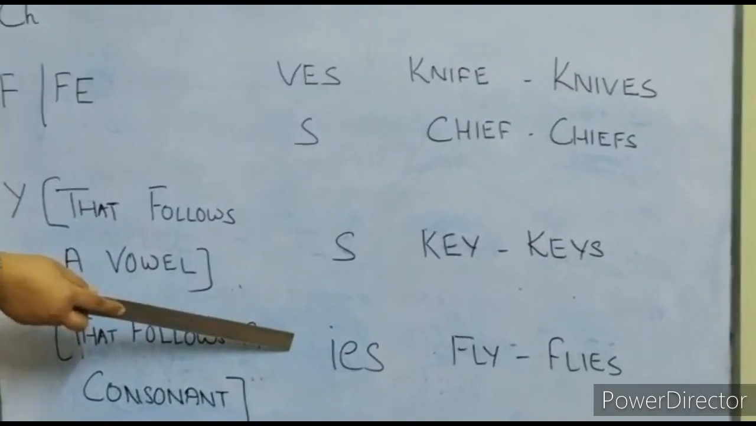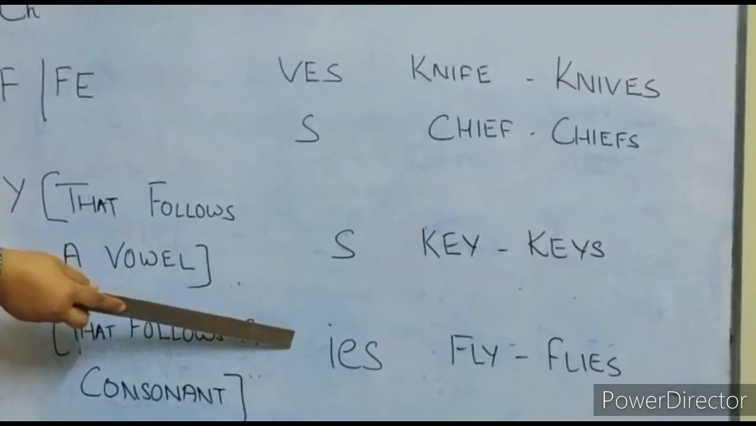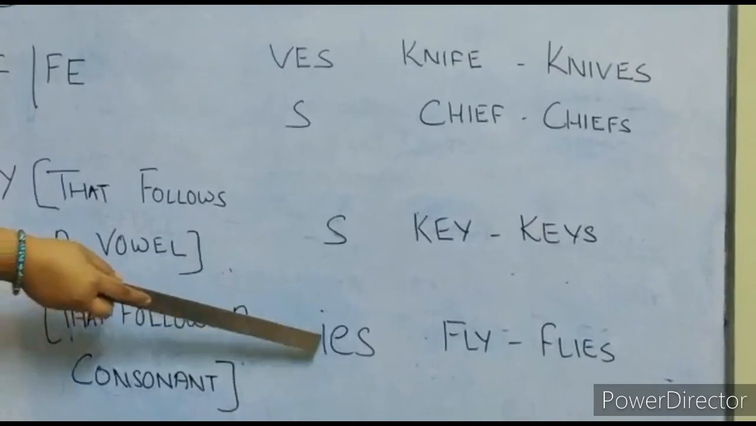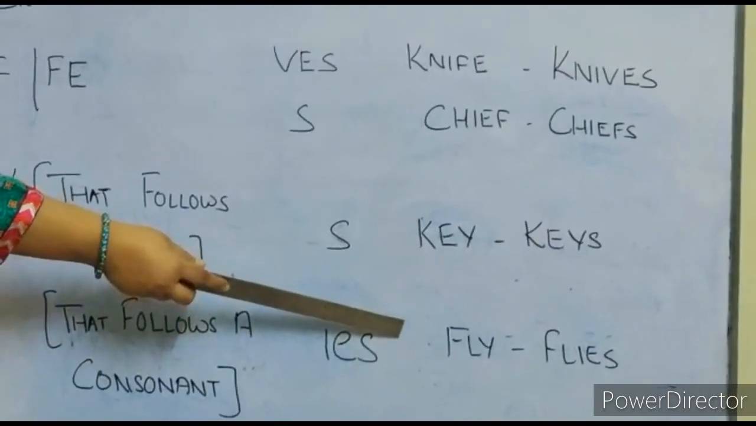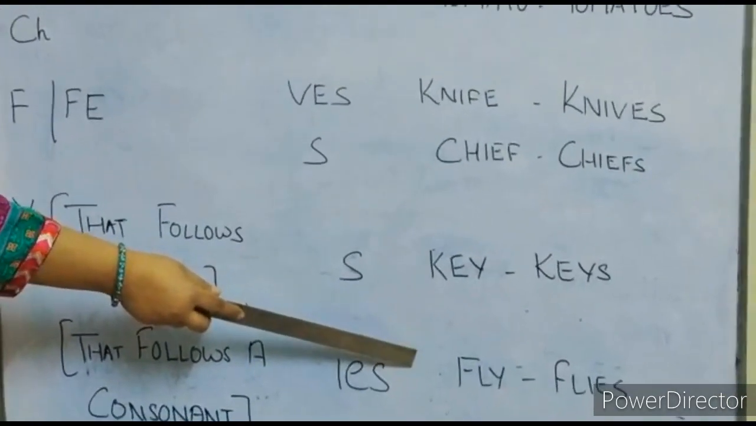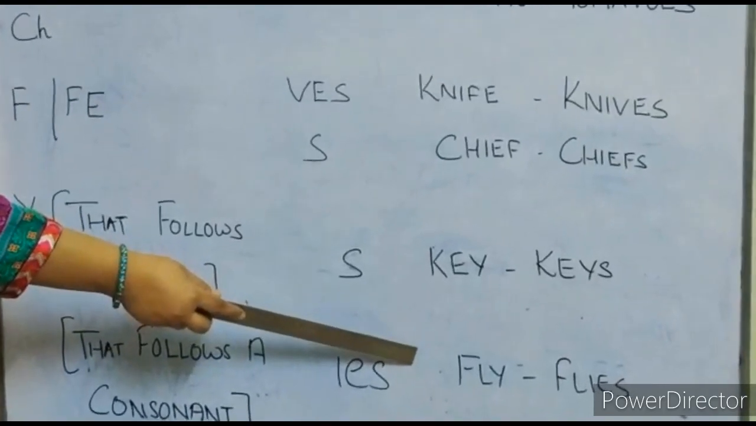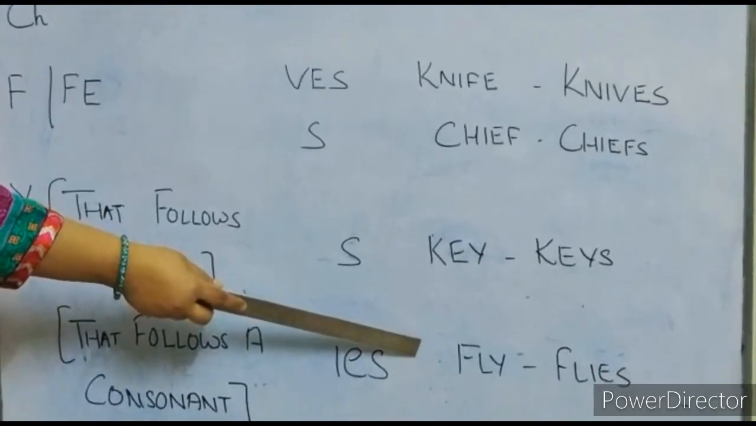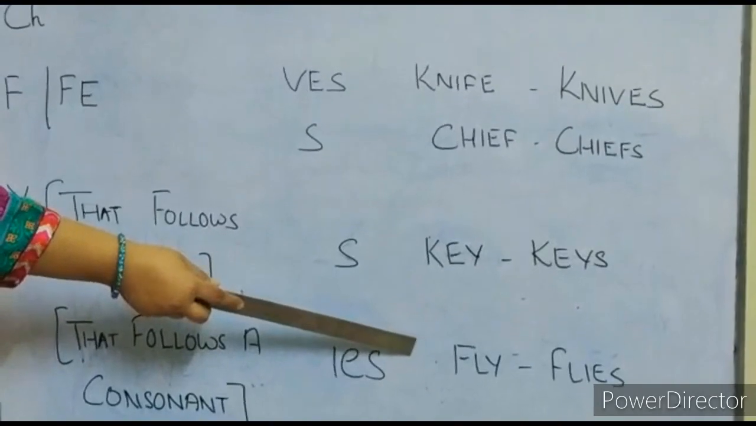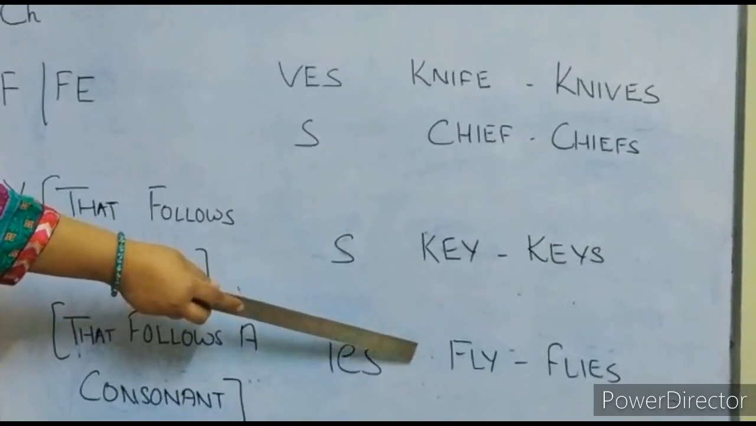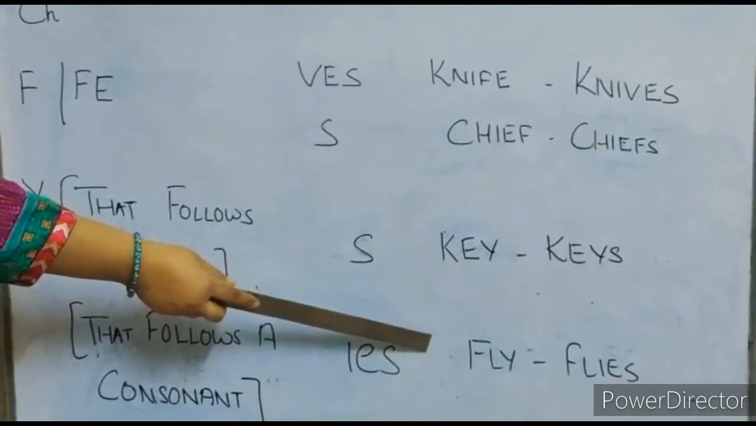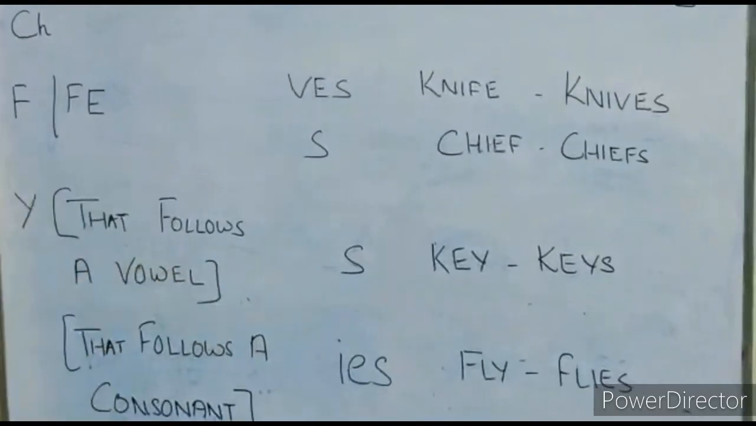We will remove the Y from boy and add IES. Fly. Before the Y, L is there, a consonant. So we have made it plural by adding IES. We have removed the Y and added IES.